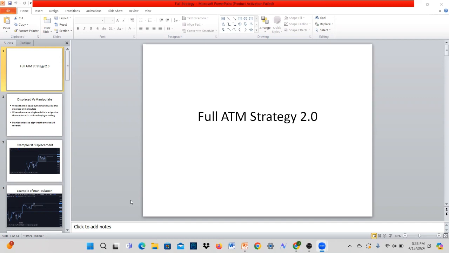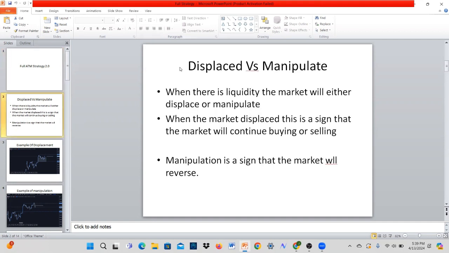I'm going to be going over a lot of new concepts that you may not be familiar with, but I'll try my best to make this as simple as possible so that you can use this strategy, backtest it, and hopefully become profitable with it just as I became profitable. All right, so without further ado, displacement versus manipulation.